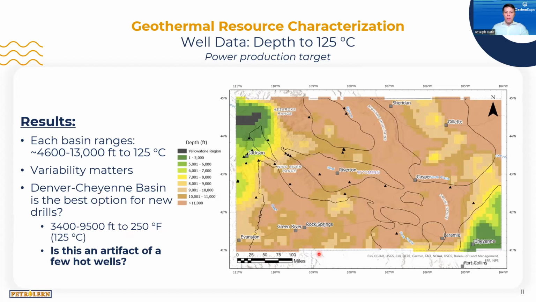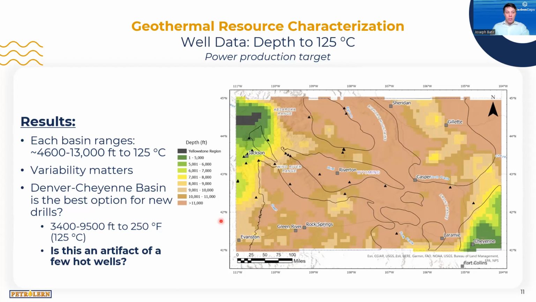And then one thing to point out is Cheyenne and the Denver Basin. This looks like a great option. There are wells in there that suggest drilling as shallow as 3,400 feet to hit 250 degrees Fahrenheit. That may be an artifact though.